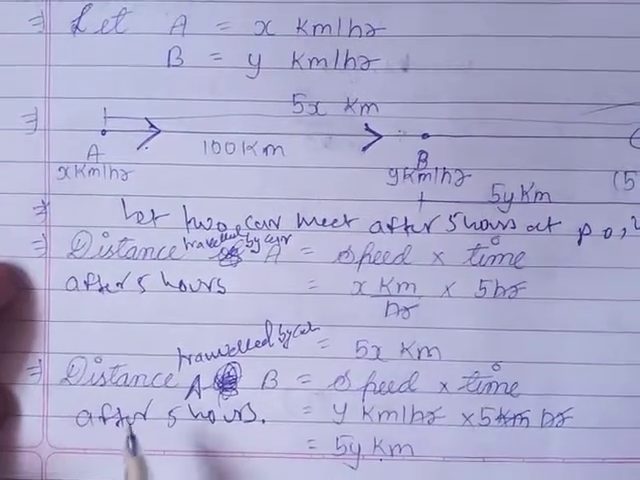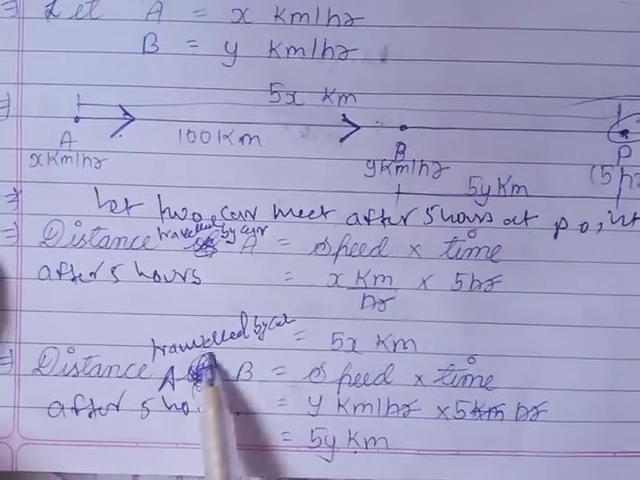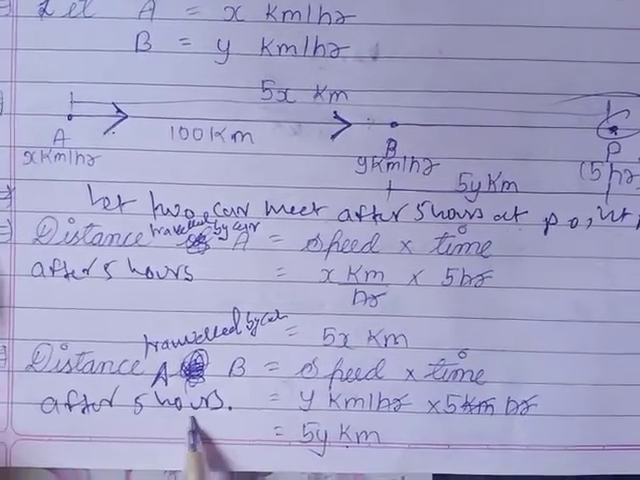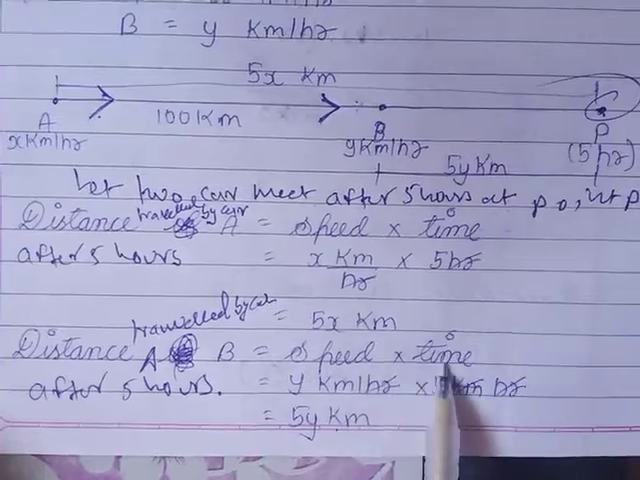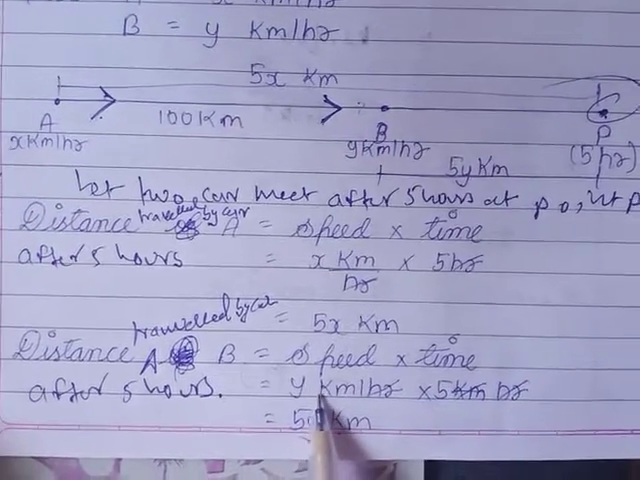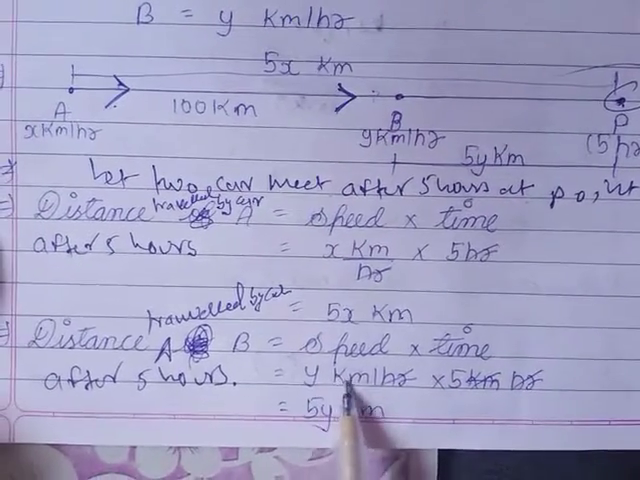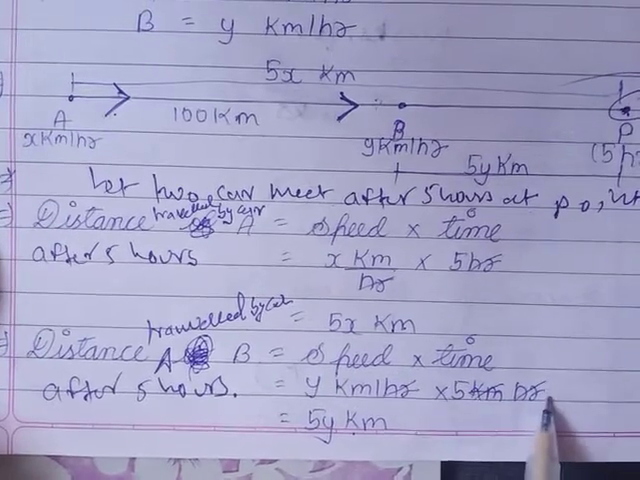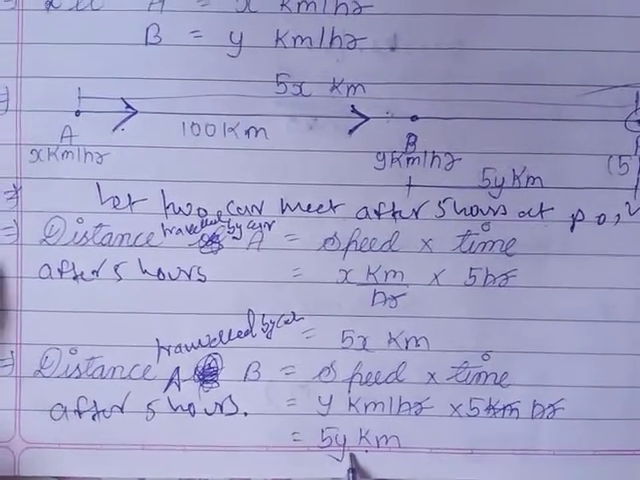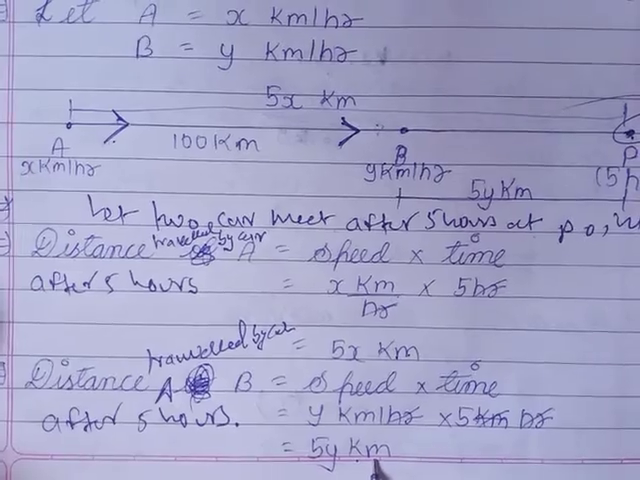In the same way, the distance traveled by car B after 5 hours is equal to speed into time. Speed is y kilometers per hour, and time is 5 hours. Hour cancels out. What do we get? 5y kilometers. Is it?